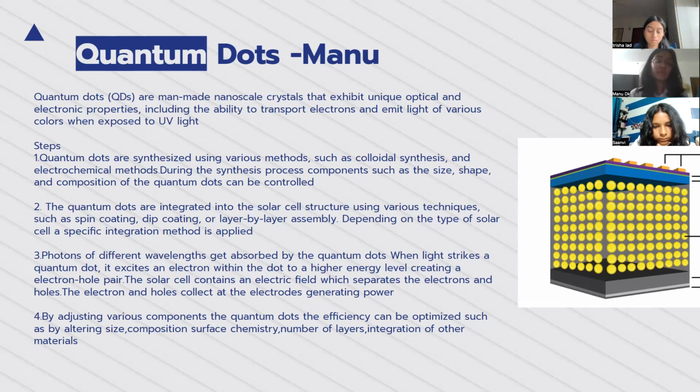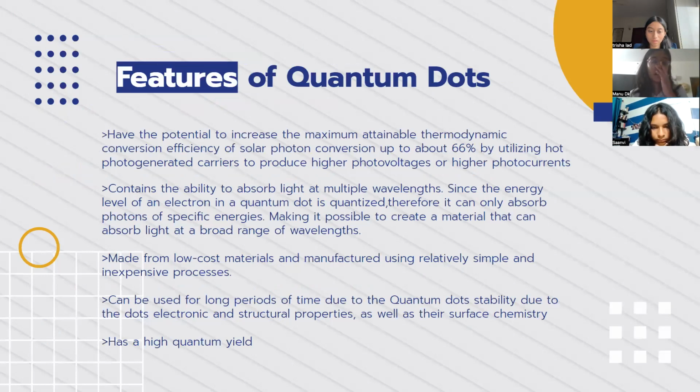By adjusting various components of the quantum dot, the efficiency can be optimized, such as by altering the size, composition, surface chemistry, and number of layers, as well as the integration of other materials. So the features of the quantum dot include that it has the potential to increase the maximum attainable thermodynamic conversion efficiency of solar photon conversion up to 66% by utilizing hot photo-generated carriers to produce higher photovoltages or higher photocurrents. Additionally, it has the ability to absorb light at multiple wavelengths, since the energy level of an electron in a quantum dot is quantized.